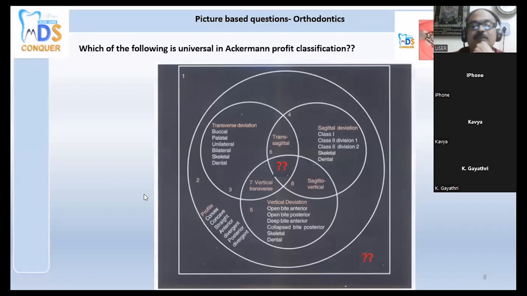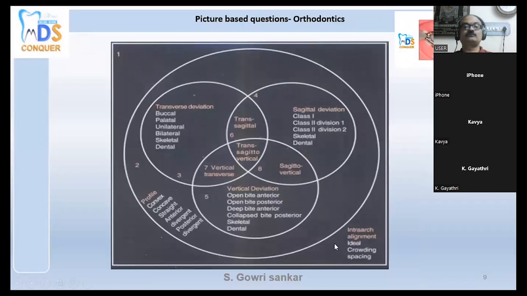Yes, where will it be? It is alignment. It will be 1 or 9. Yes, 1, alignment. This is the Ackerman-Proffit classification. The intra-arch alignment is universal, whether in all the malocclusions they exist, whether crowding or spacing. So you have to mark this as 1. And the 9th is the worst of all the conditions. So it has transverse, sagittal, vertical, all malocclusions will be there.